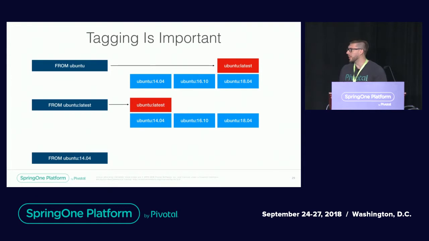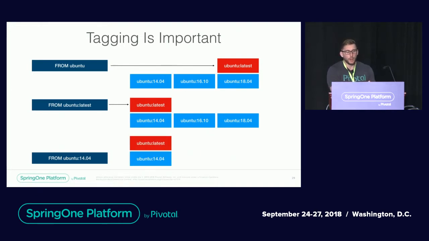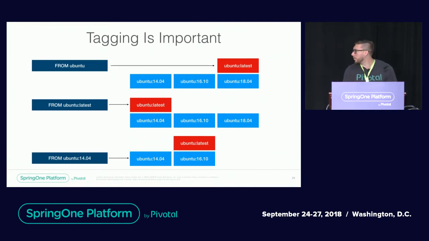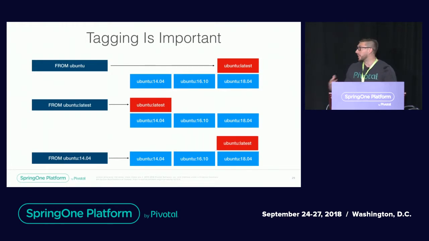So what you're really going to want to do here is be explicit when using your tags. I want 14.04, so I'm just going to specify 14.04. That way, as those new versions come out and the latest tag moves with it, I'm always on that 14.04. It's a frozen artifact, and I know I'm using exactly what I want to.